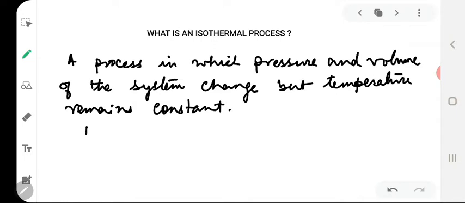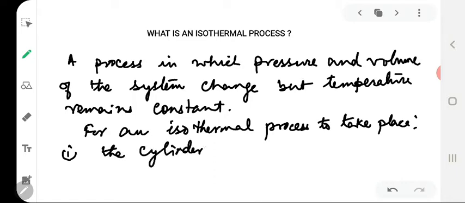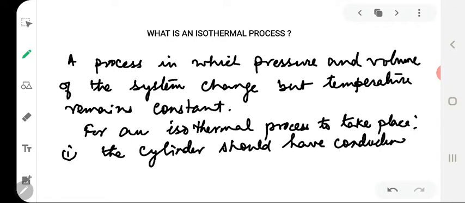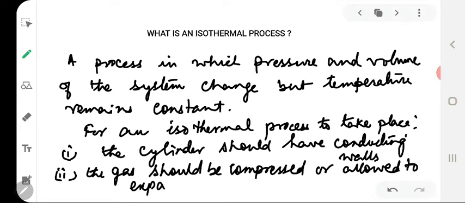So, therefore, for an isothermal process to take place, the cylinder should have conducting walls, and secondly, the gas should be compressed or allowed to expand very slowly.